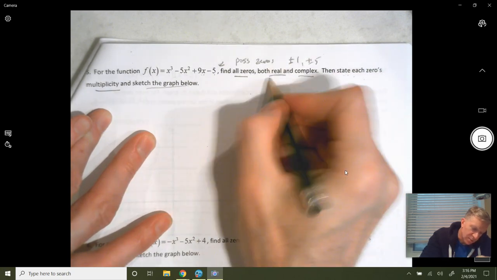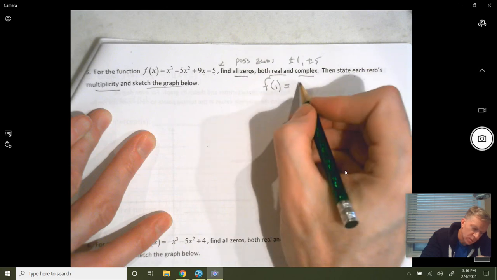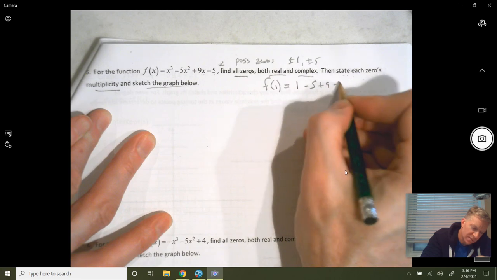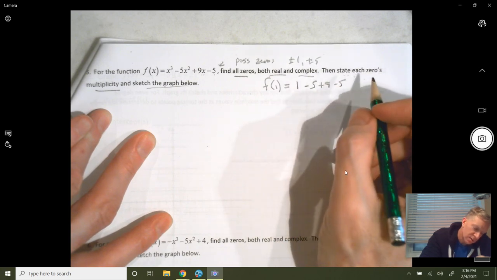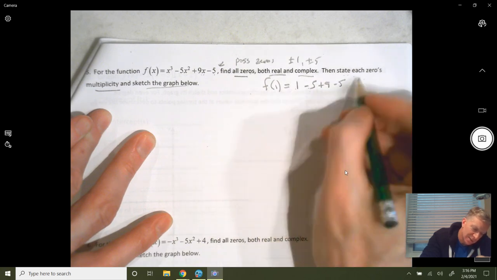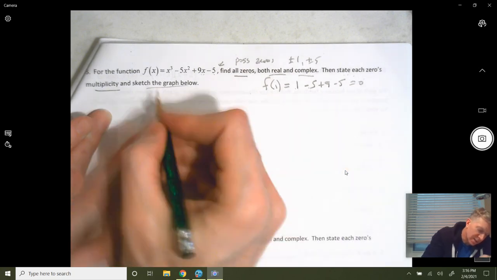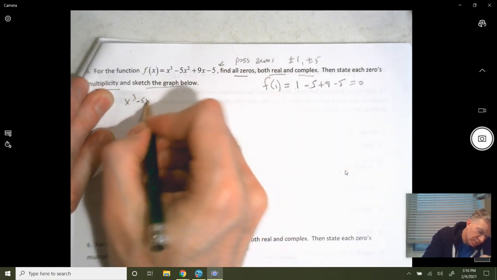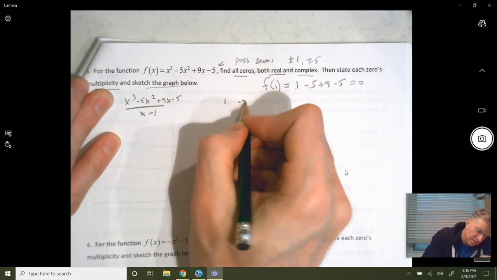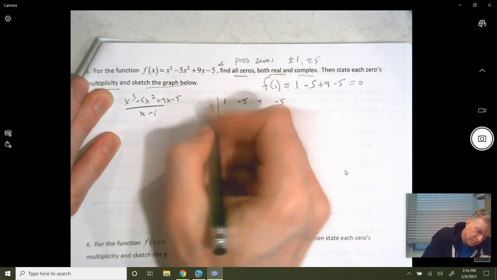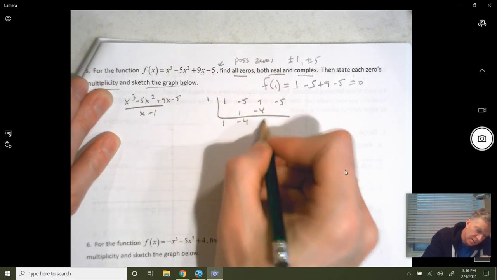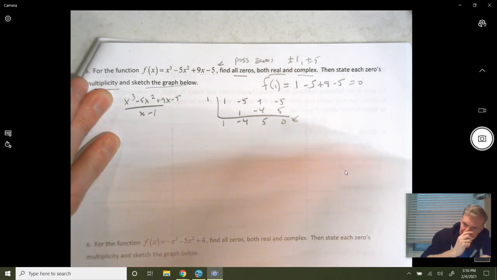Okay, you could test them all, but I know that 1 works. F of 1 is 1 cubed minus 5 times 1 squared plus 9 times 1 minus 5. Is that right? Yes, 1 plus 9 is 10, minus 10, we get 0. Okay, so we're going to take this thing, x cubed minus 5x squared plus 9x minus 5, and divide by x minus 1. Let's use synthetic division. 1 up there, 1, multiply, add, multiply, add, multiply, add. You should get 0 if it divides evenly.